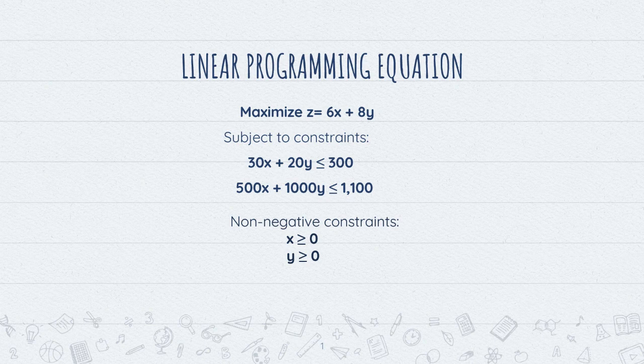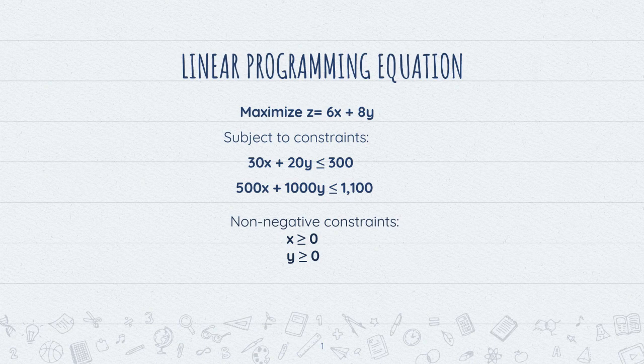Can the number of units produced by a company be negative? That's right. It can never be negative, so we need to add the non-negative constraints. It can be written mathematically like this. It's very important to write the non-negative constraints in the formulation of a linear programming problem.